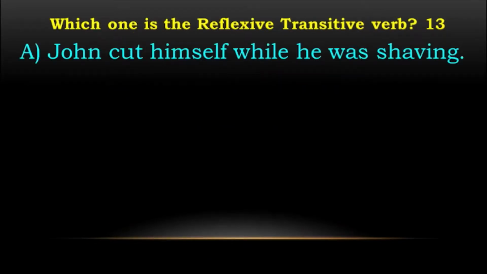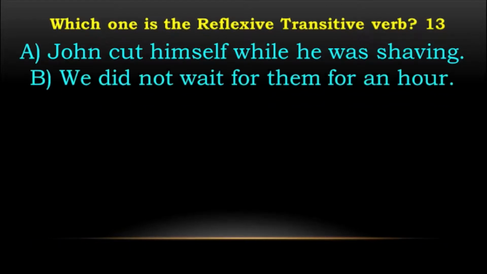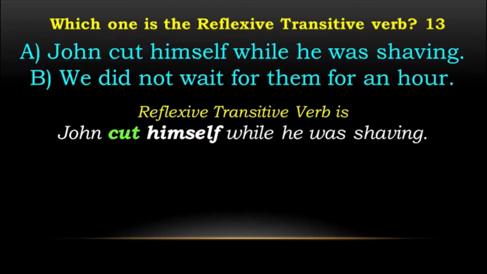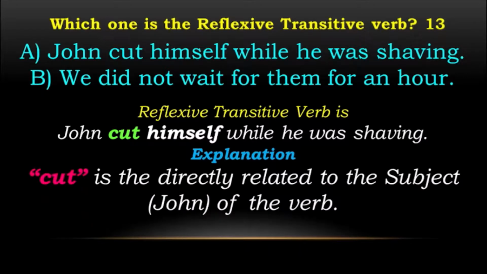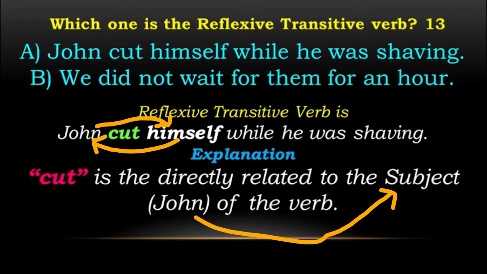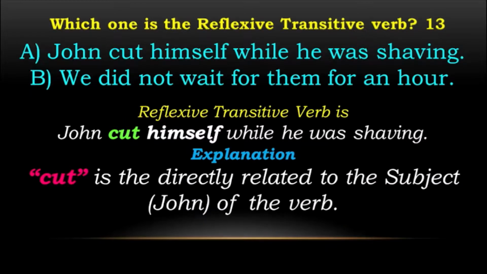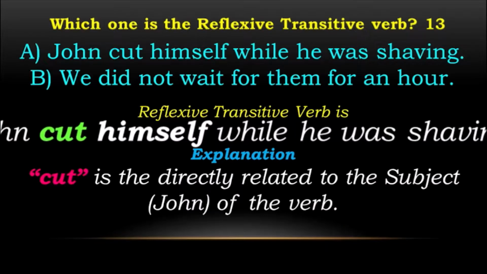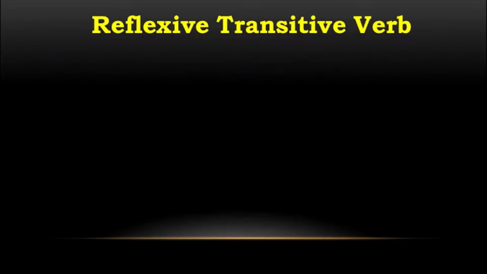Reflexive transitive verb. John cut himself while he was shaving. Do not wait for them for an hour. A reflexive transitive verb is directly related to your subject. John cut himself while he was shaving. Cut is directly related to the subject John of the verb. Reflexive transitive verb.